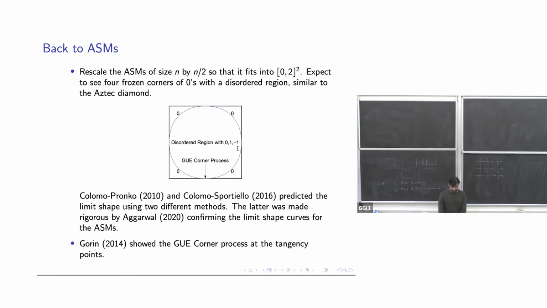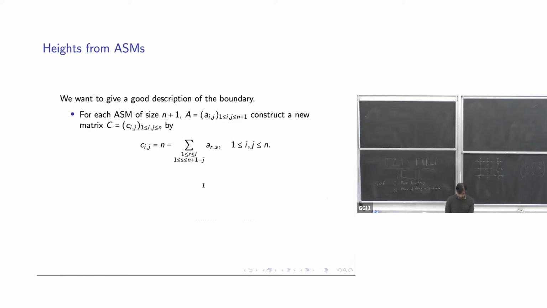At the corners, Vadim Gorin showed that at the tangency points, you get the GOE corner process. So it's like the random domino tilings of the Aztec diamond. So can we say anything about the edge fluctuations? In order to say something about the edge fluctuations, we first need to give a good description of the paths, or what's happening at this boundary. So we need to do a transformation.